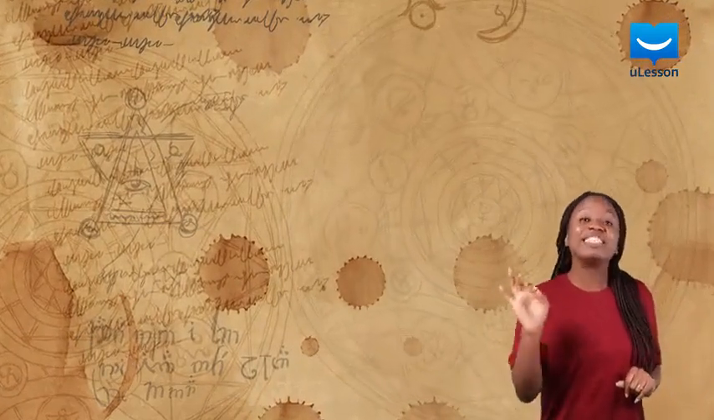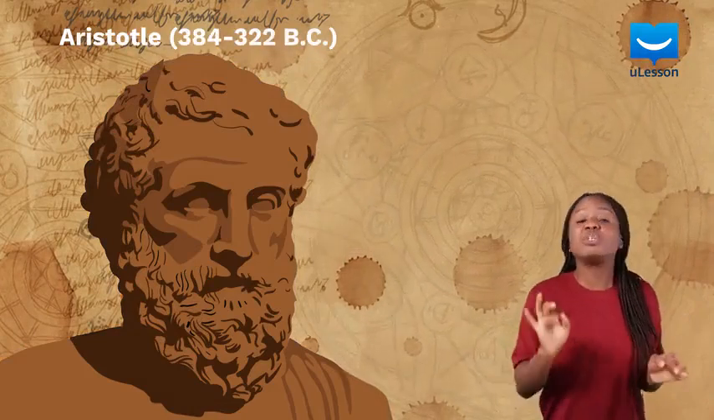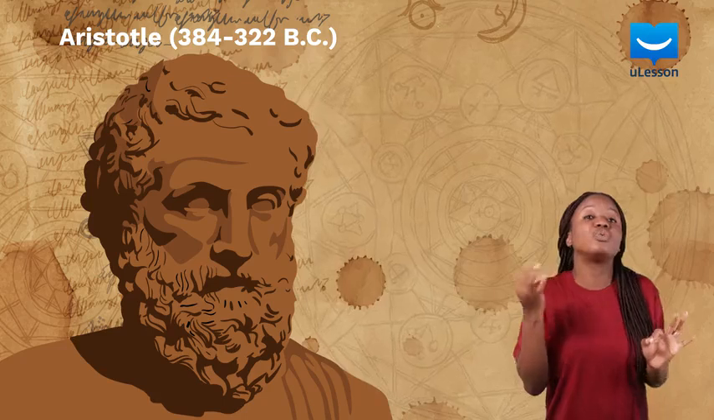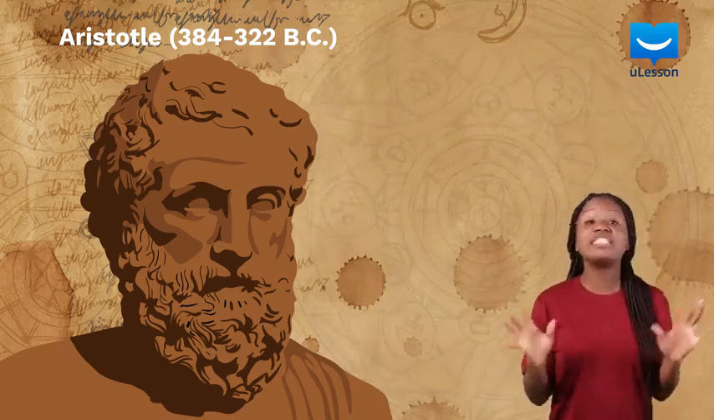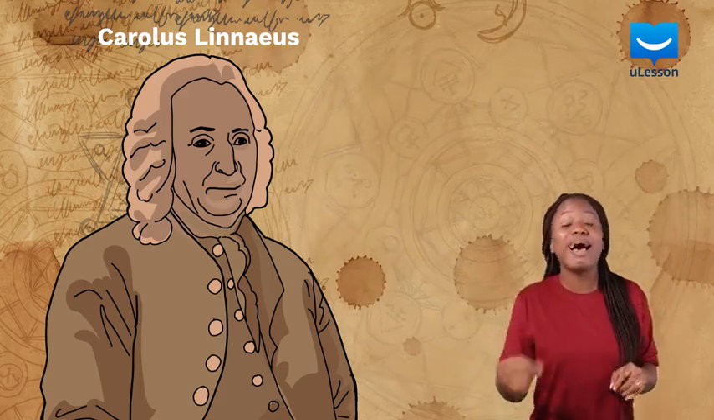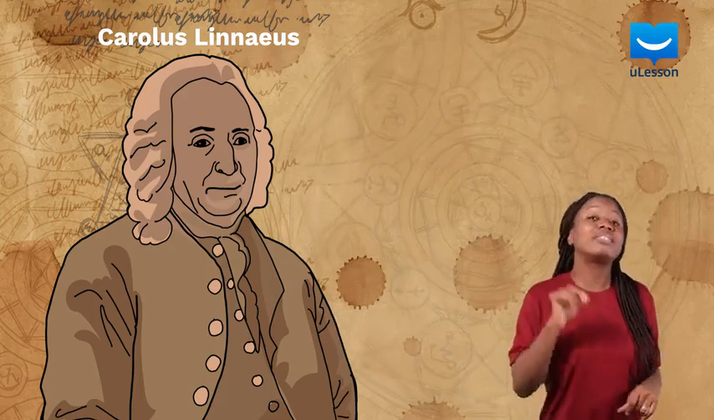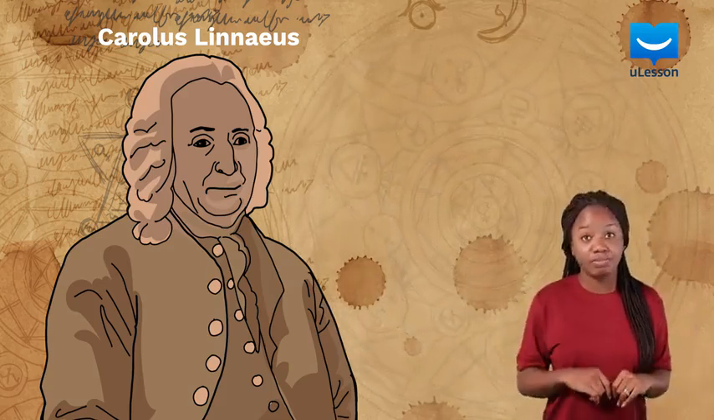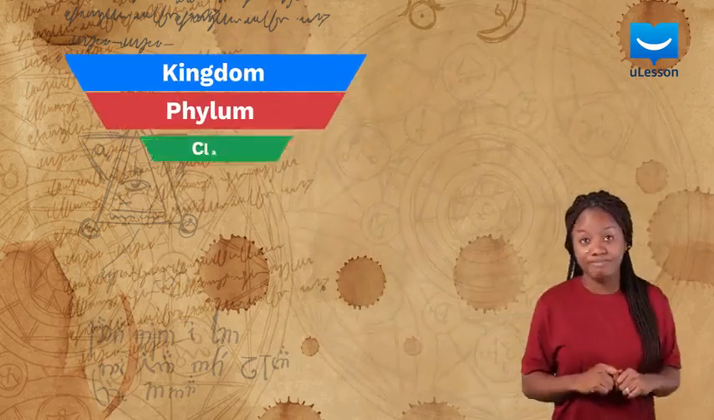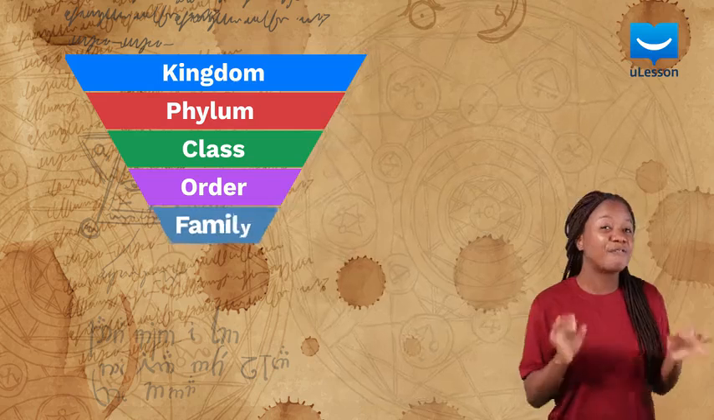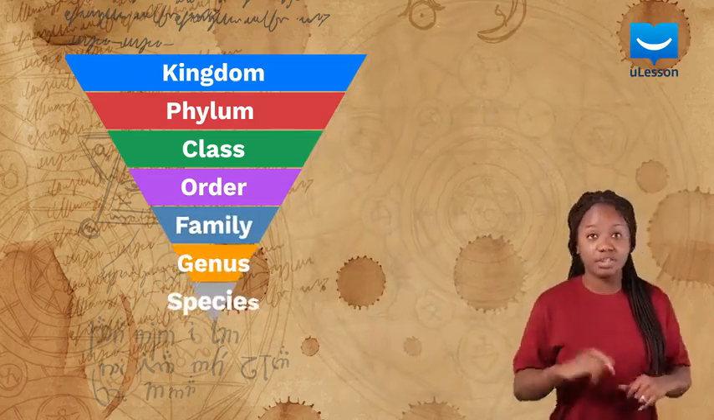Many years ago, an ancient Greek philosopher named Aristotle lived between 384 and 322 BC, and he was one of the first individuals who attempted to classify living things. Many centuries later, a Swedish scientist called Carolus Linnaeus classified living organisms and came up with the 7 hierarchical classification system, which is the present method of naming and classifying living organisms. Carolus Linnaeus is known as the father of taxonomy, and the 7 hierarchies in his classification are kingdom, phylum, class, order, family, genus, and species.